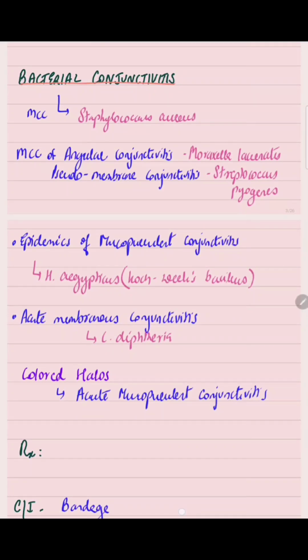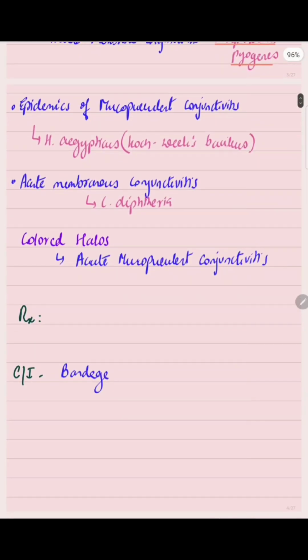Next is bacterial conjunctivitis. The most common cause of bacterial conjunctivitis is Staphylococcus aureus. The most common cause of angular conjunctivitis is Moraxella lacunata, a gram-negative diplobacillus. The most common cause of pseudomembranous conjunctivitis is Streptococcus pyogenes. Epidemic mucopurulent conjunctivitis, that is pink eye, is caused by Haemophilus aegyptius, the Koch-Weeks bacillus.